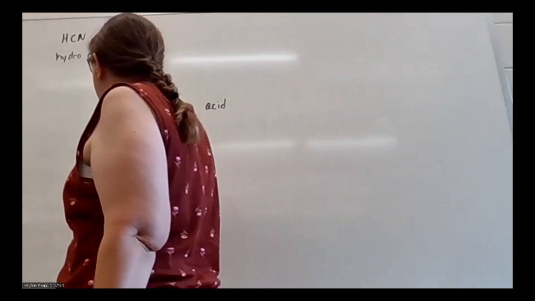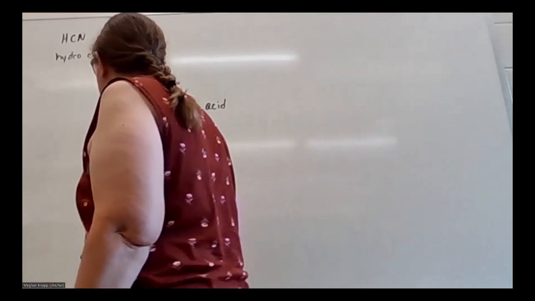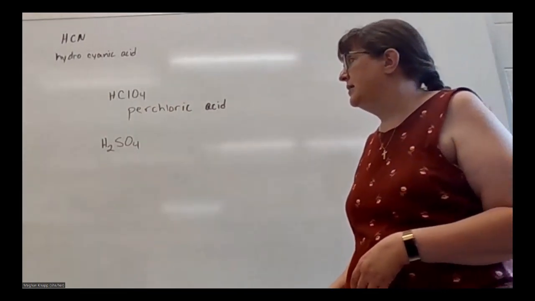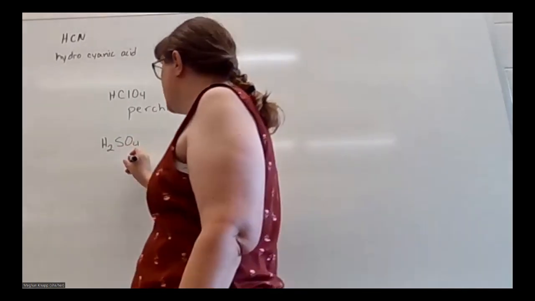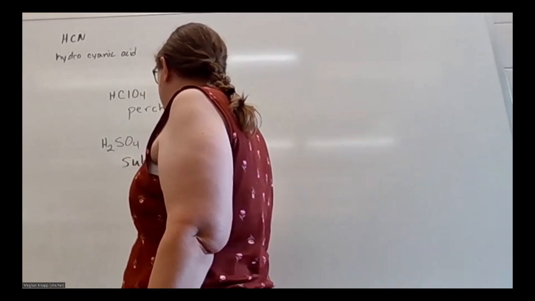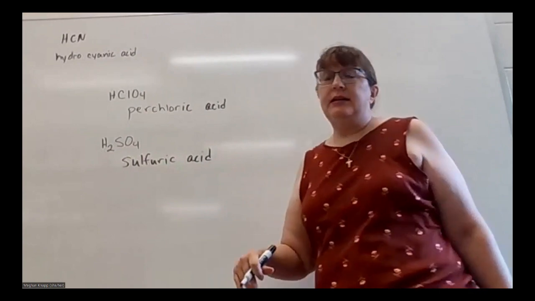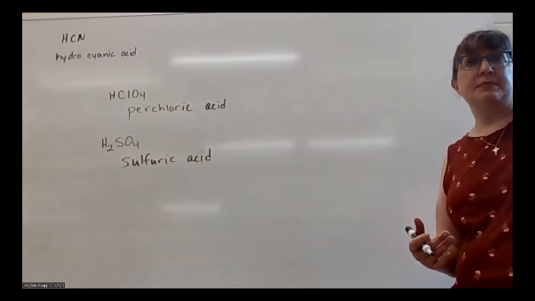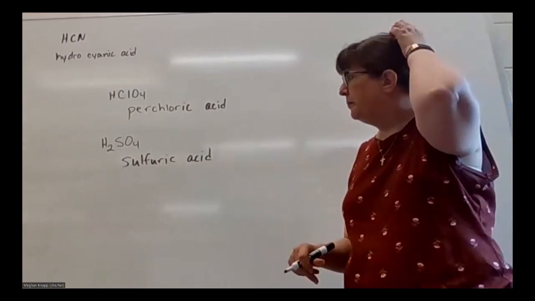If I have H2SO4, and again, because this is a 2- charge, we need 2 hydrogens to balance it. What was SO4? Sulfate. So I'm going to call this sulfuric acid. This is another very important acid. It is battery acid, but it's also one we use in lab from time to time. Not as often as hydrochloric, but it's pretty important. So it's good to know this formula.